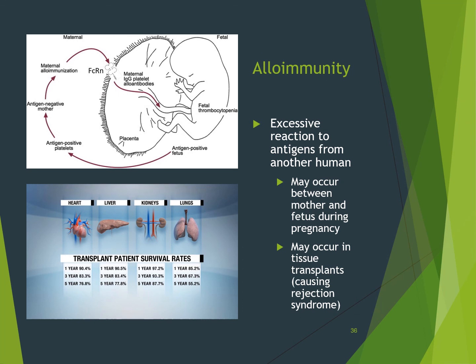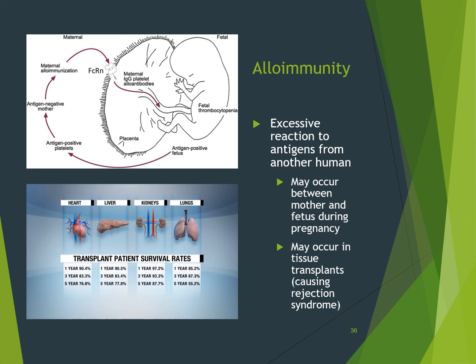Alloimmunity is the excessive reaction to antigens from another human, and two examples of this could be something that we talked about in a previous lecture, the erythroblastosis fetalis, where we have a mom that is Rh negative, and we have a baby that's Rh positive. That could cause the mom's body to attack the baby's red blood cells. And then the other example of alloimmunity is when an individual receives a transplant.